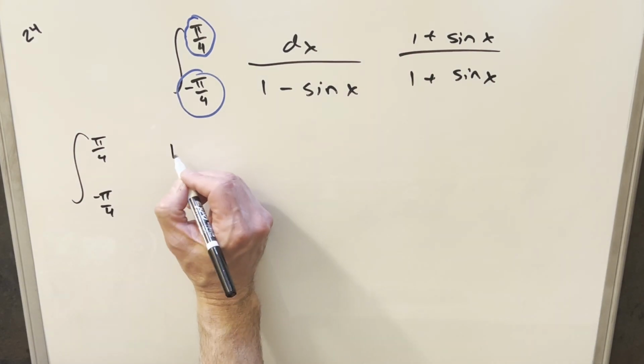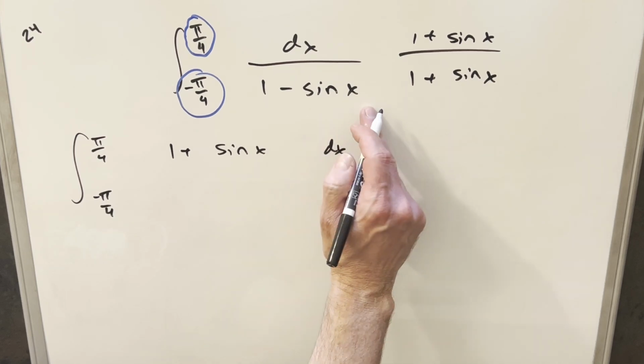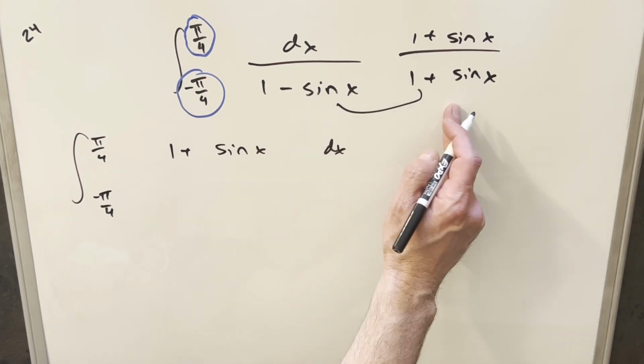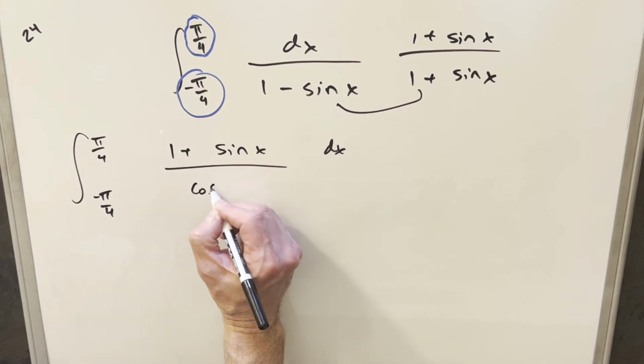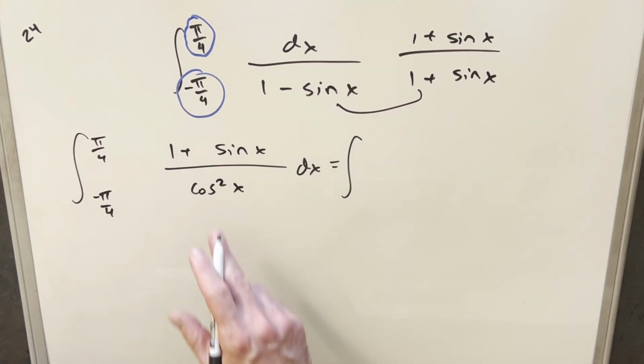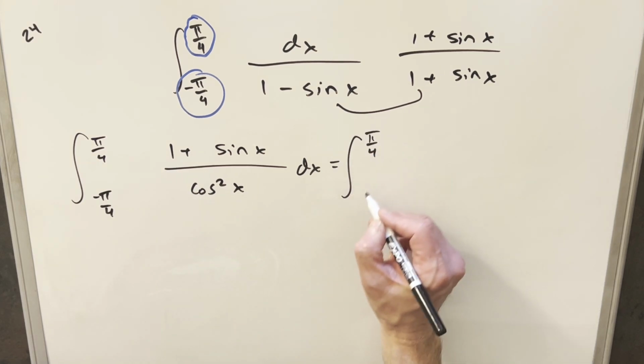Then the numerator is going to just become 1 plus sine x dx. Then when we distribute this out, we're going to get 1 minus sine squared x. But 1 minus sine squared x, I can write that as cosine squared x. Then what I can do is just divide the cosine squared x into each term. So let's see how this is going to look.